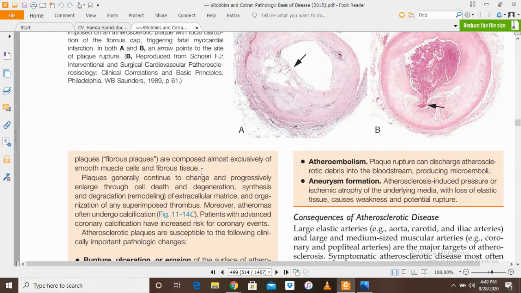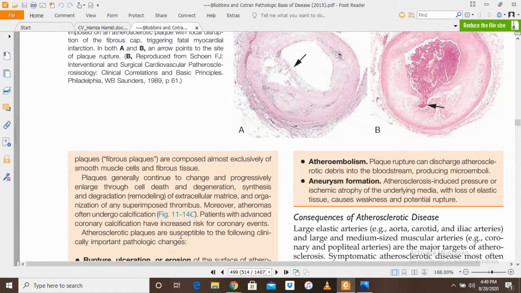tissue. Okay. Plaques generally continue to change and progressively enlarge through cell death and degeneration, synthesis and degradation of extracellular matrix, and organization of any superimposed thrombus. Moreover, atheromas undergo calcification. Patients with advanced coronary calcification have an increased risk for coronary events. Atherosclerotic plaques are susceptible to the following important pathologic changes.